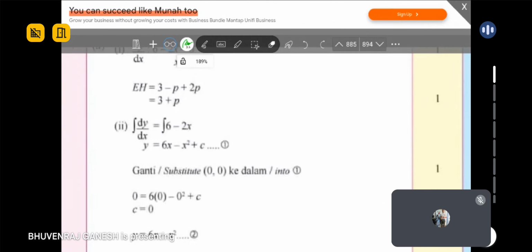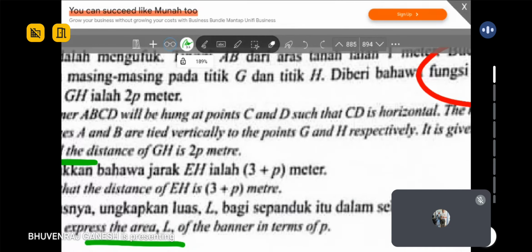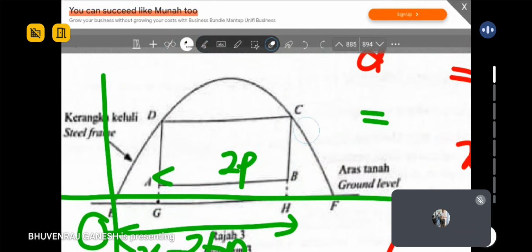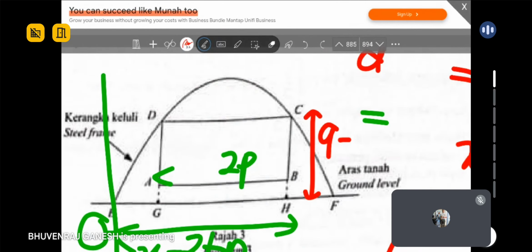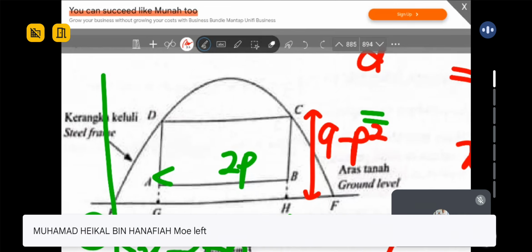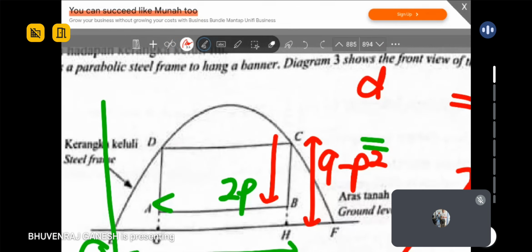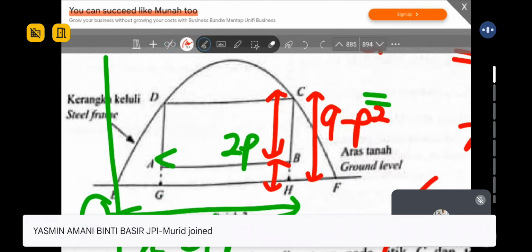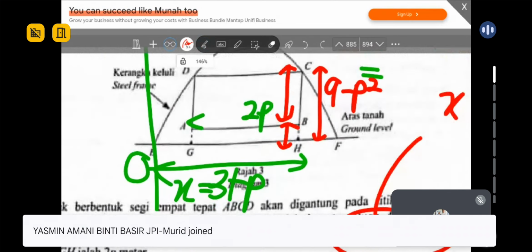Now, you must be careful. The value you got earlier was 9 minus P square. Actually 9 minus P square represents C to H. You must understand, from C until the H. But now I want this one. I want to know this one. So how to know that?